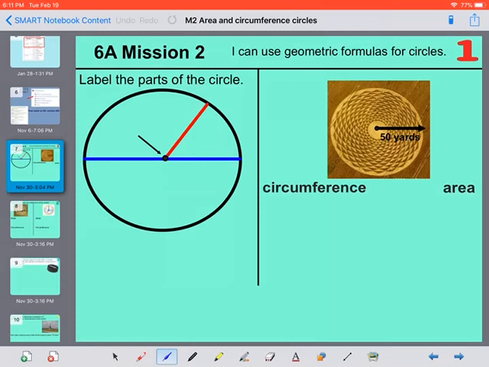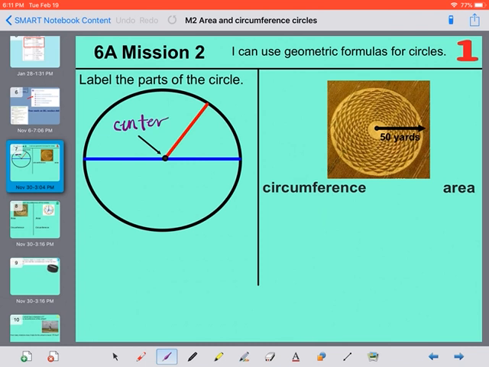All right, good morning. Today we are looking at mission 2. We're looking at circles today, using our geometric formulas for circles for area and circumference. We're going to start off first by labeling the parts of the circle. So the point with the arrow pointing right to the middle, we call that the center of the circle.